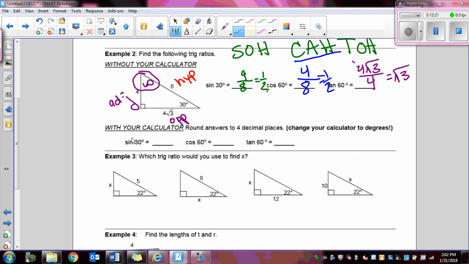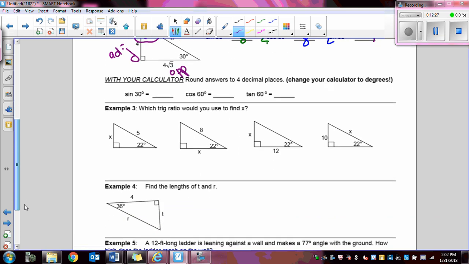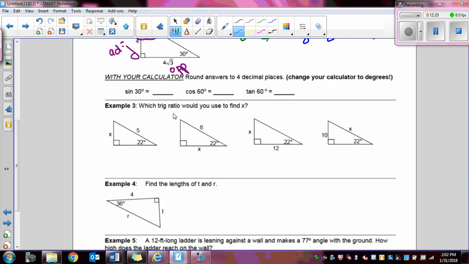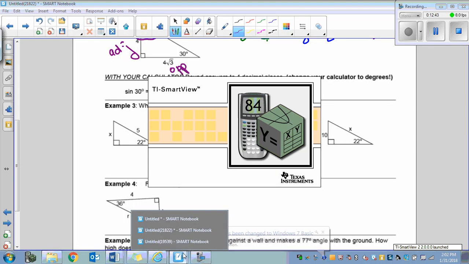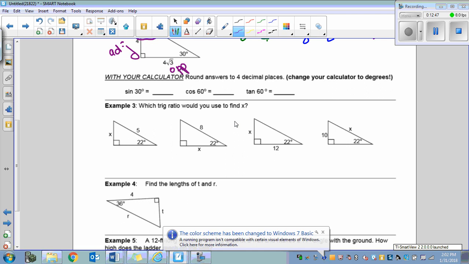All right guys, try this one with your calculator. If you need help, just ask me when we get to class on how to plug that into the calculator. Which trig ratio would you use to find x? So they're not really asking us to do much except for what is the trig ratio. So I'm going to write down my trig ratios. I'm going to show you guys how to do this in the calculator. But first I'm going to finish this. Maybe this is it. Okay. So which trig ratio would you use to find x?